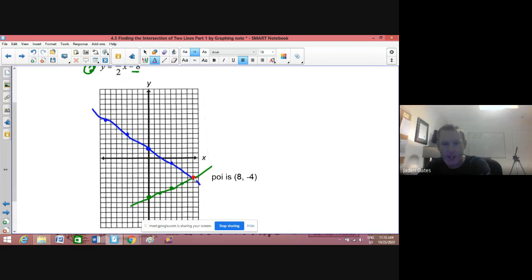All right, and again, this is a crucial spot because this is the only time that these 2 lines have the same x and the same y at the same time.